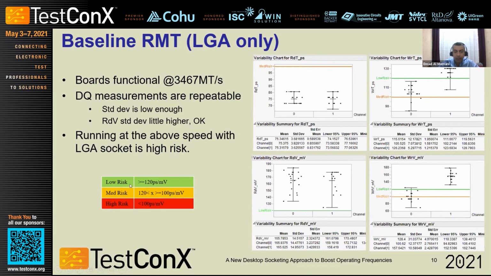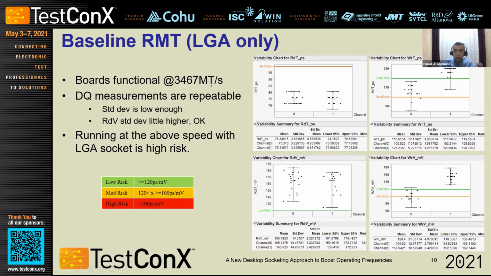For this specific platform and channel, the guidelines are that we need these values to be more than 120 picoseconds and millivolts to be in the low risk region. When the values start to drop, we get to mid risk at about 100 picoseconds. Once you drop below 100 picoseconds and millivolts, you are in the high risk region. High risk here means that you may start to see some functional issues when you're running the system at full speed. We have overclocked this platform to about 3,500 megatransfers per second.